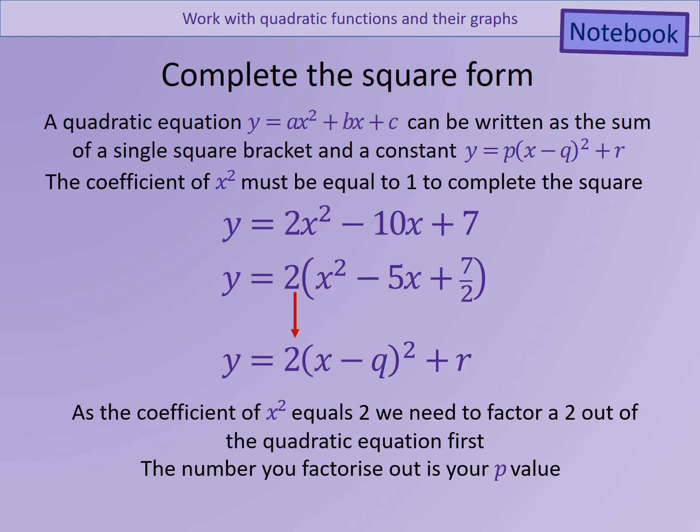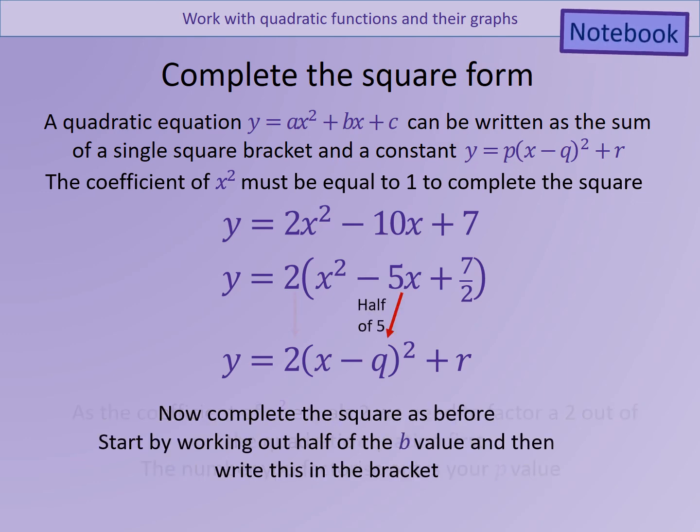Now finding q is relatively straightforward because I'm going to do exactly the same as I did in the first example, and that is to half the number of x's. So q is going to become minus 5 over 2, because half of minus 5 is minus 5 over 2.